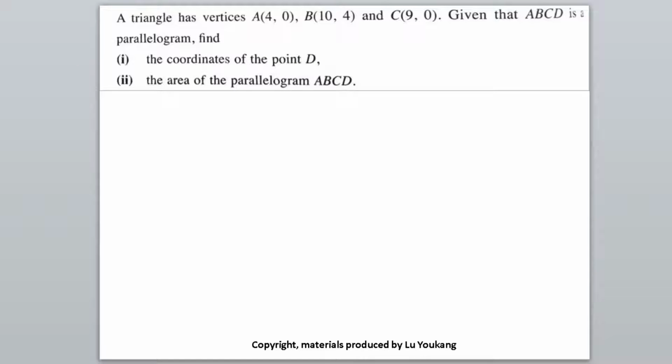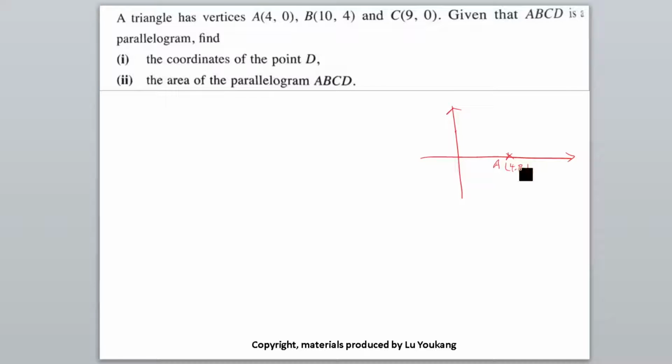A triangle has vertices A, B, C, and their coordinates are given. And given that ABCD is a parallelogram, we are asked to find the coordinates of the point D. So for questions like this, it is better for you to sketch out all the vertices. So now I'm trying to sketch out all the vertices first, so I have a general idea of how this triangle looks like.